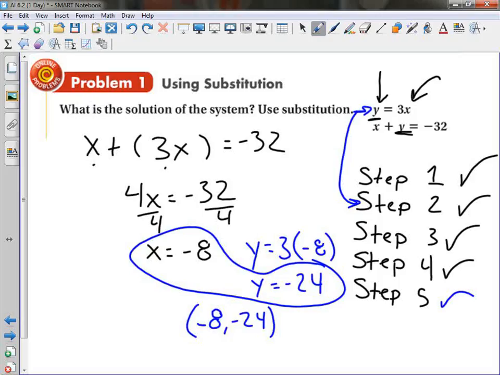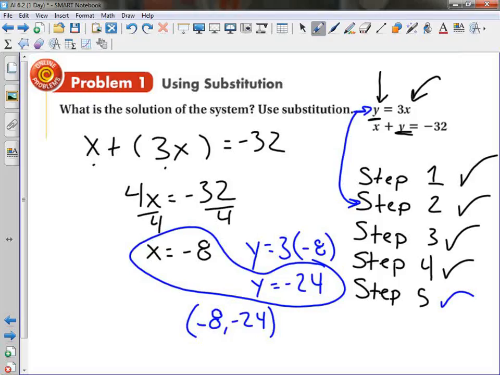It has some advantages over graphing, which we learned last time. One is you don't ever have to guess about where they cross. You will always get an exact answer. You might not like it because it's a little bit more arithmetic and a little bit more steps than graphing them, but it's a good method to get an exact answer.